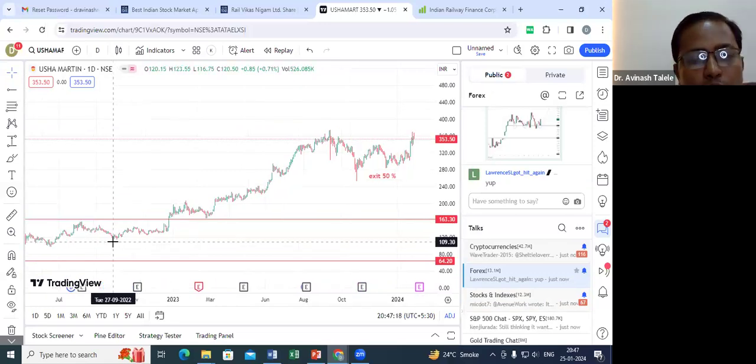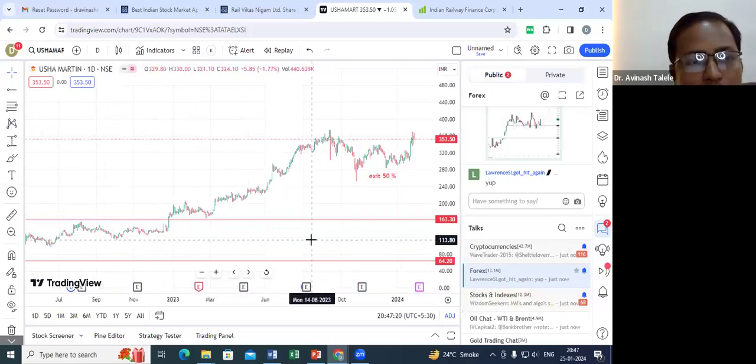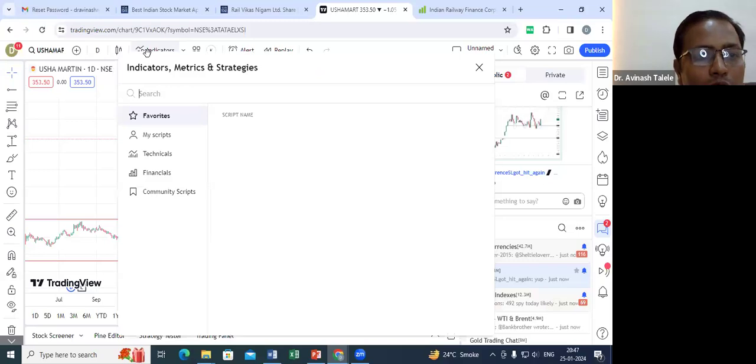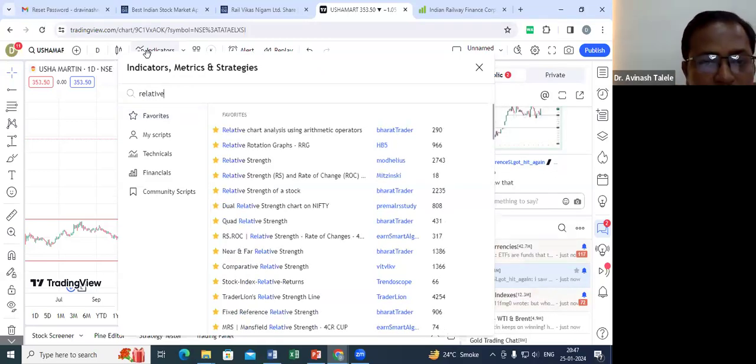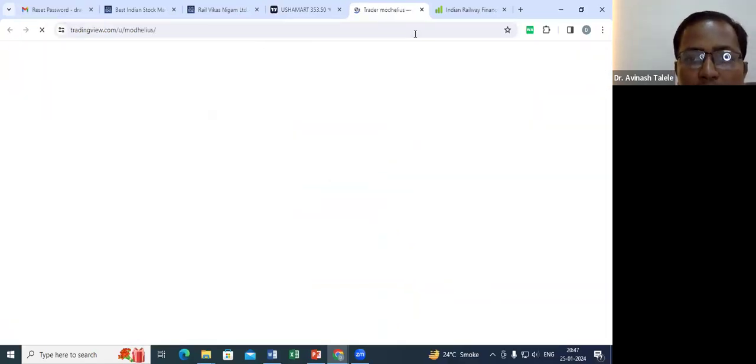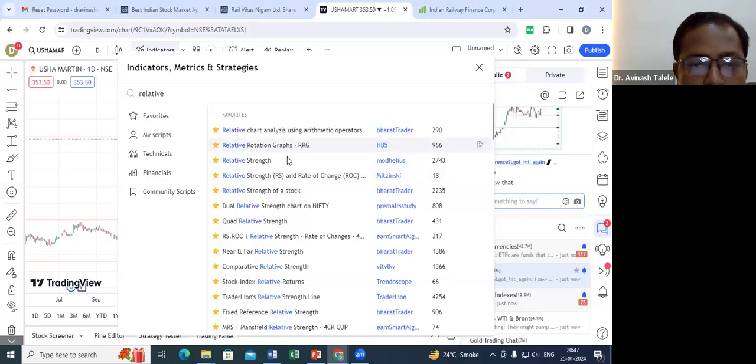So to show you how to plot relative strength, I first will go to indicators, relative strength. I'll just show you how the system calculates relative strength.